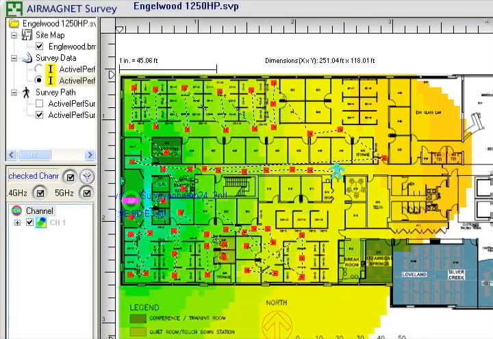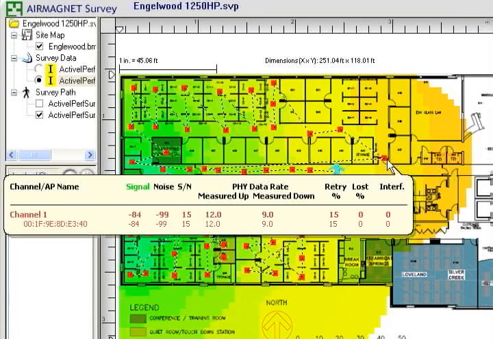First, we'll view the non-beamforming survey. You can see the path that was taken and all the red squares indicating the sample spots. Moving our arrow to the furthest sample spot, we'll view the signal strength at that location. It's indicating minus 84 dBm.